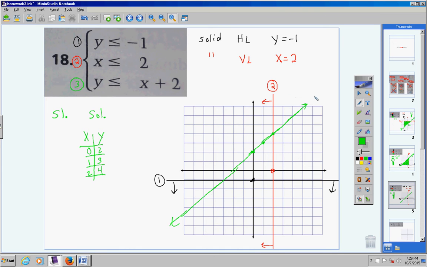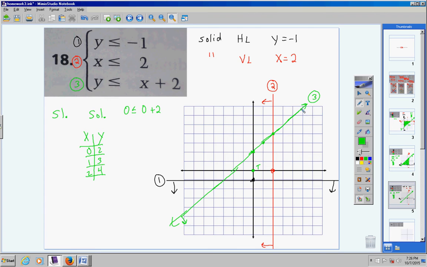And notice the green line does not pass through 0, 0 right here, so I can test that point to see where to shade. So where the y is, I put a 0. Where the x is, I put a 0. 0's less than 2. 0's less than 2. Well, that is definitely correct. It's true. So I'm going to shade down toward this point right here.